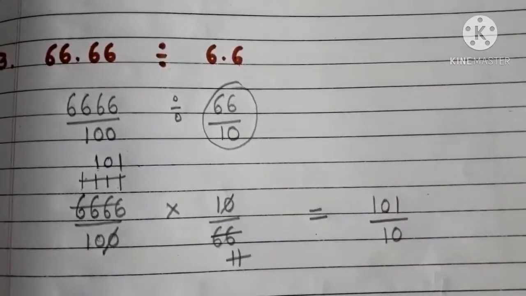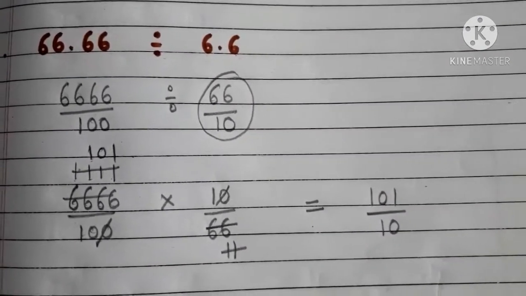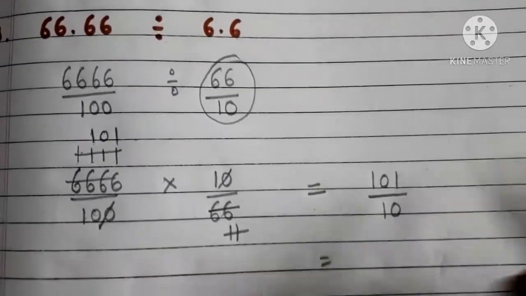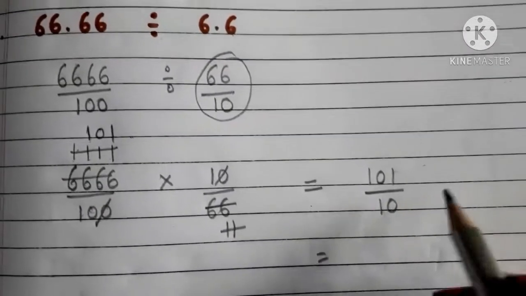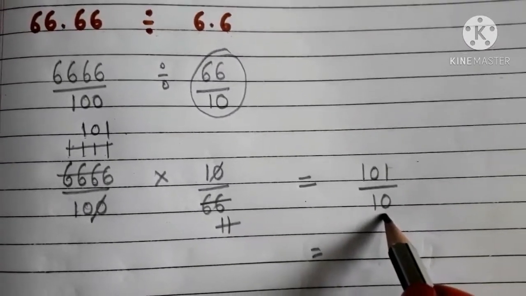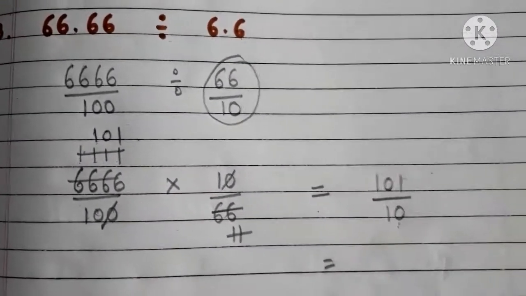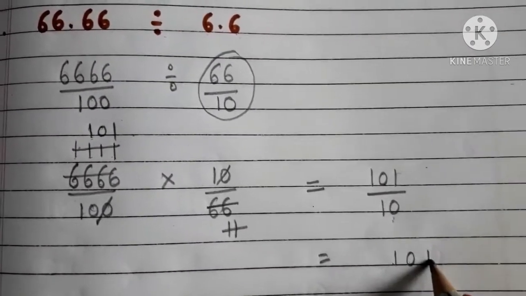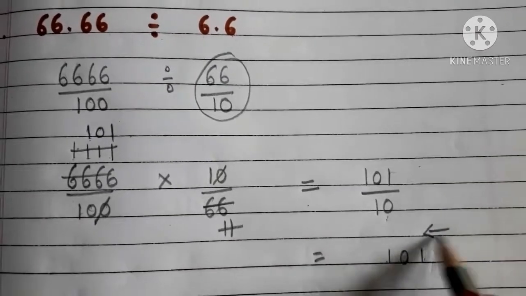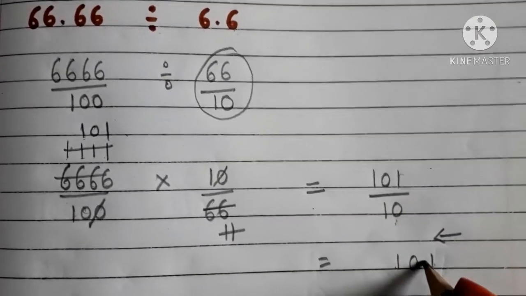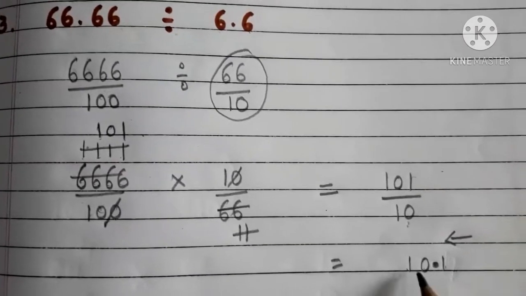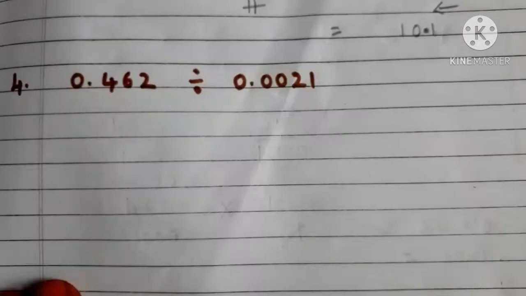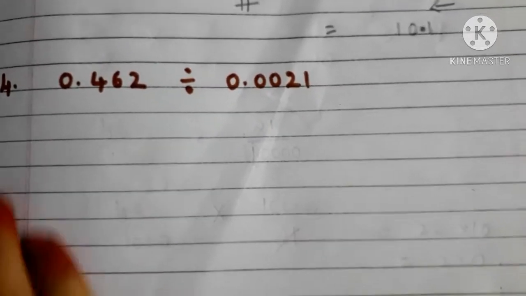See, this is a fraction. We have to represent the answer in the decimal numbers. So, convert this fraction into decimal. See, here in the denominator 10 is there. Means only 1 zero is there. So, write the number 101. Start from right. Place the decimal before one digit. So, the answer is 10.1. Okay. Now, let us go to another example.